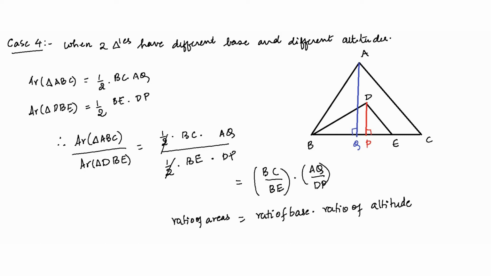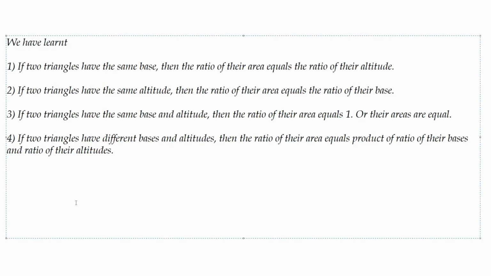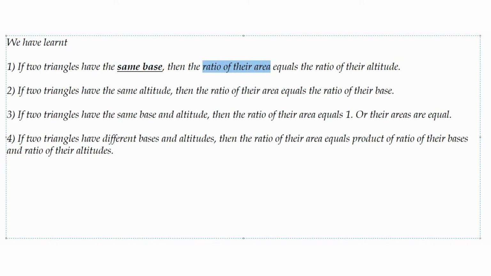Okay, let us now summarize all that we have learned. So this is what we have learned so far. If two triangles have the same base, then the ratio of their areas equals the ratio of their altitudes, right?